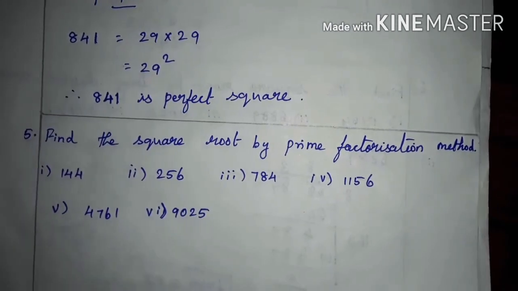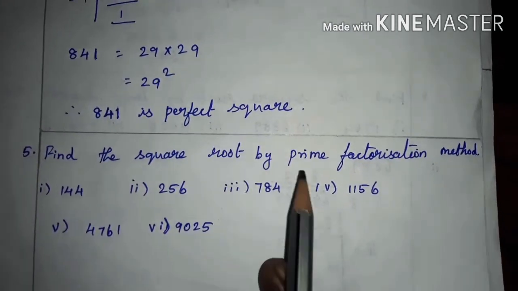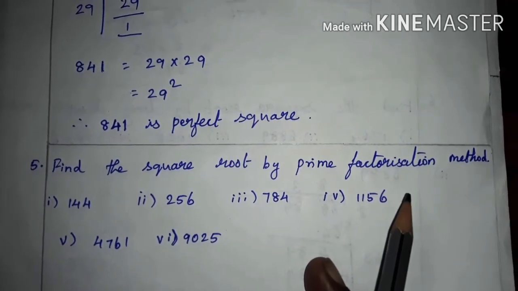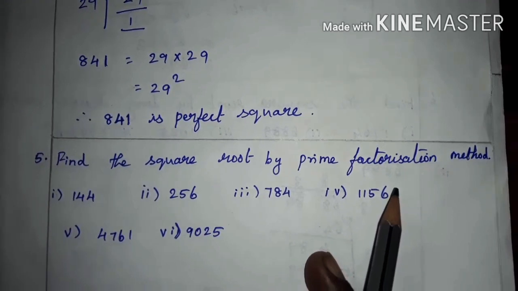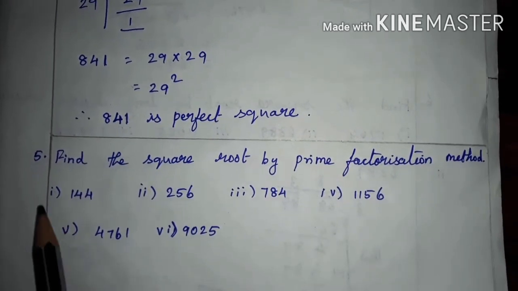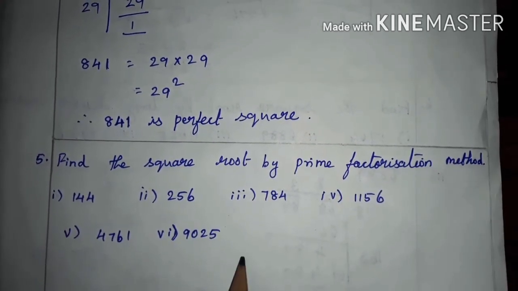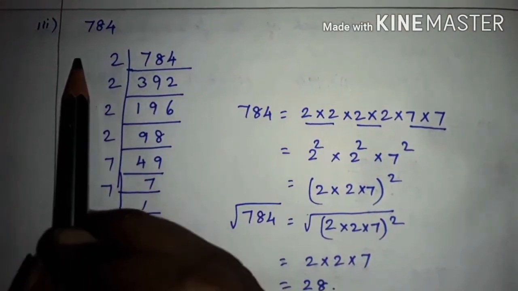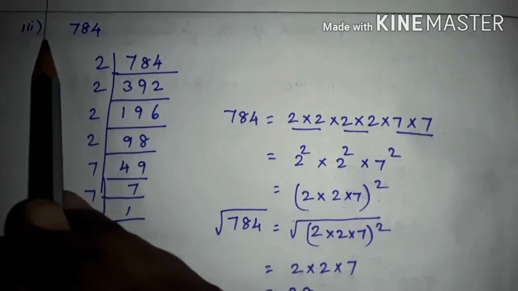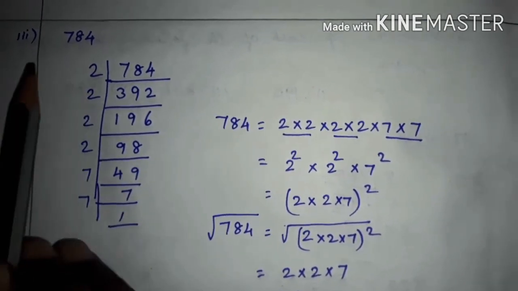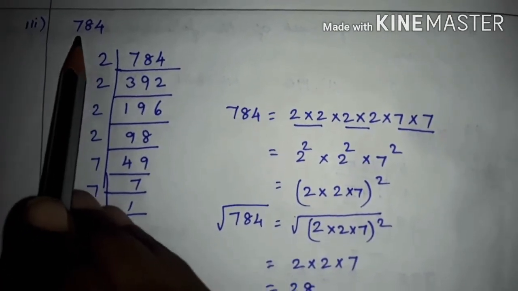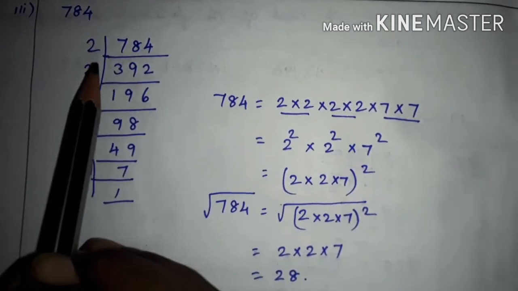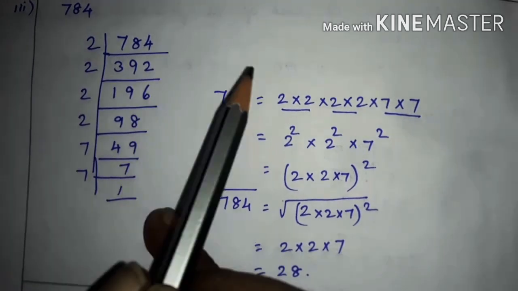Now see the fifth sum. Find the square root by prime factorization method. Here also we are going to use the prime factorization method to find the square root of the given numbers. In that they had given 6 sums. From that, third one, 784. For this 784, you have to find out the square root of 784. Before finding the square root, you have to find the prime factors for 784.